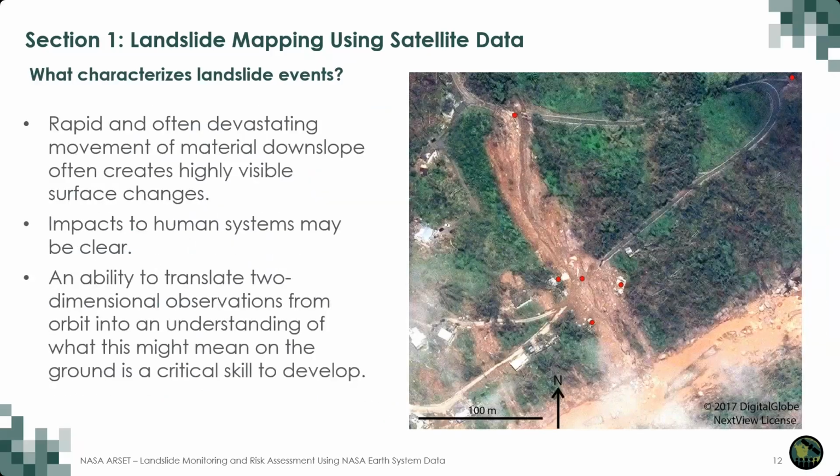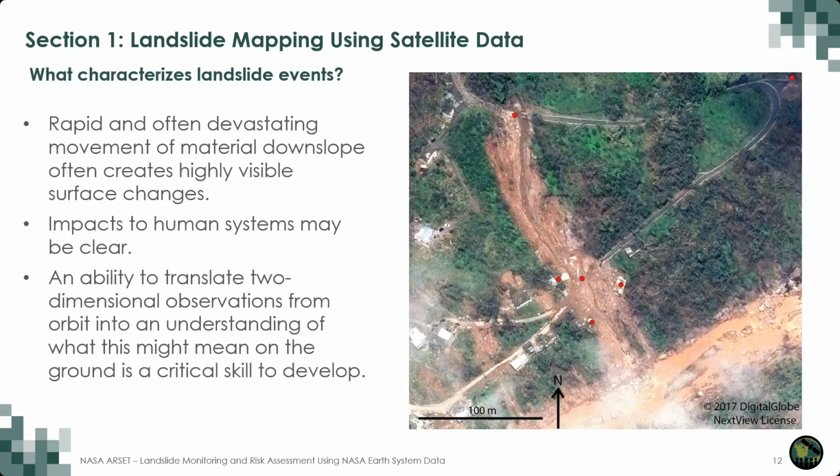So to quickly reiterate what we talked about in part one, what characterizes a landslide event? These are often rapid and devastating downslope failures of material and sediment that wash from a source point to a deposit or a runout point. And typically this leads to very highly visible surface changes.